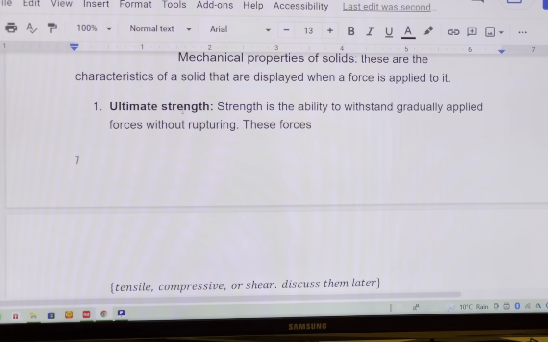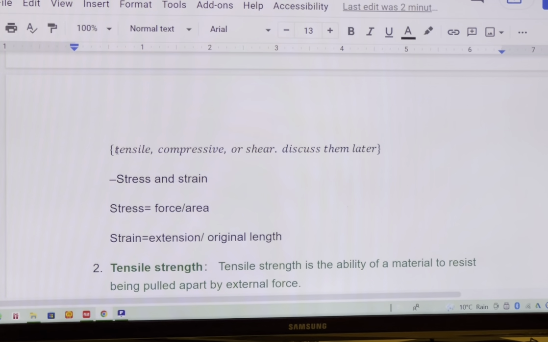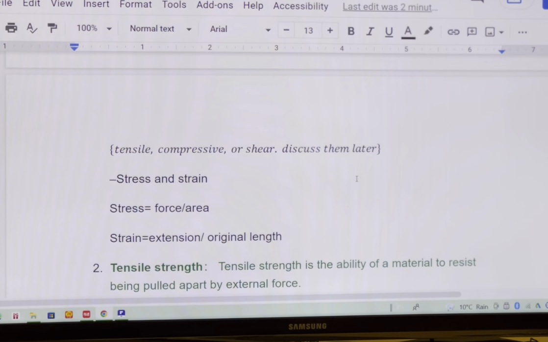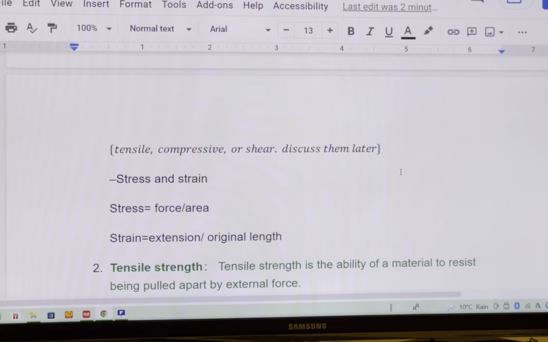First, ultimate strength. Strength is the ability to withstand gradually applied force without rupture. Rupture means crack. This force normally includes three types: tensile, compressive, or shear. We will discuss them later.